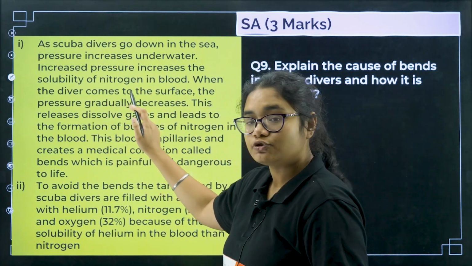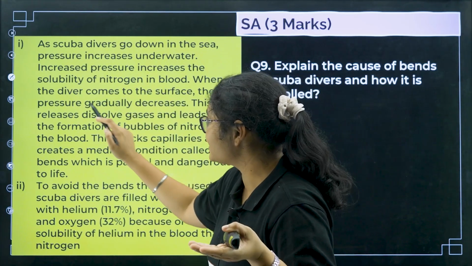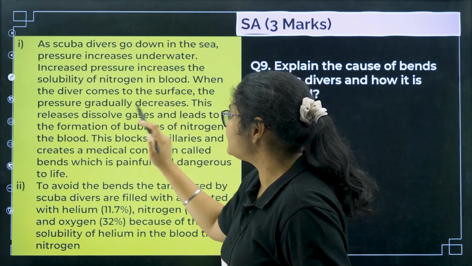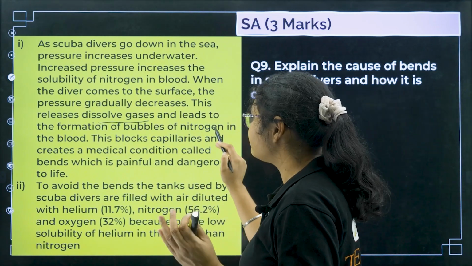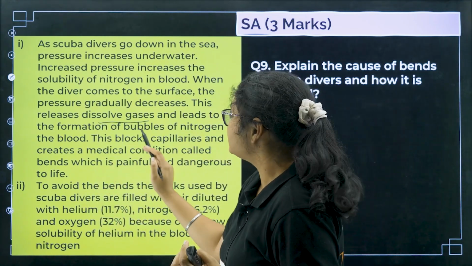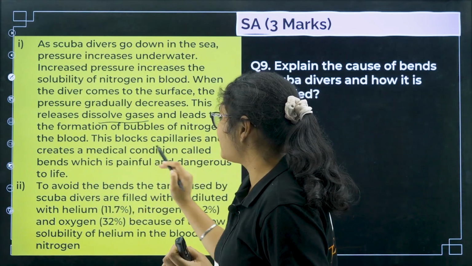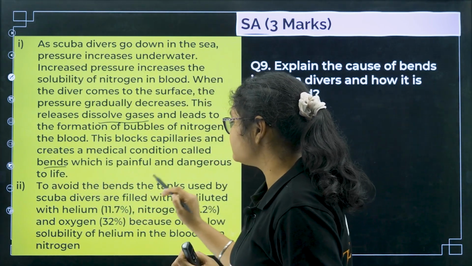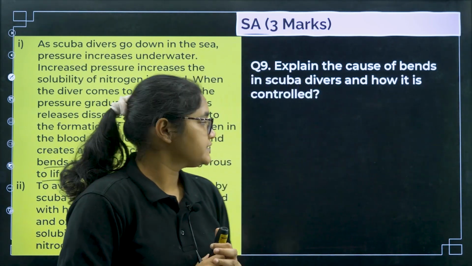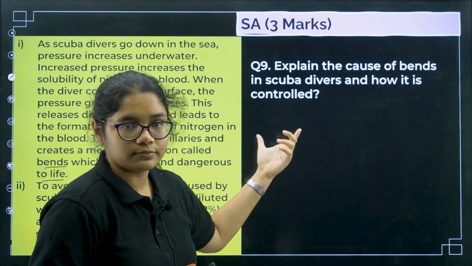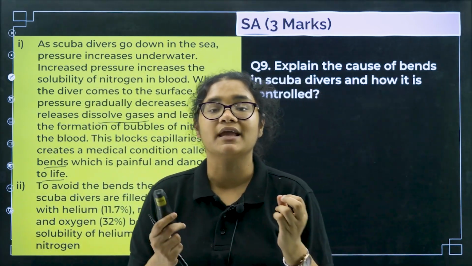When the diver comes to the surface, the pressure gradually decreases, and this releases the dissolved gases and leads to the formation of bubbles of nitrogen in the blood. Now this blocks the capillaries and creates a medical condition called the bends, which is painful and dangerous to life. Okay. So next, how is this controlled?